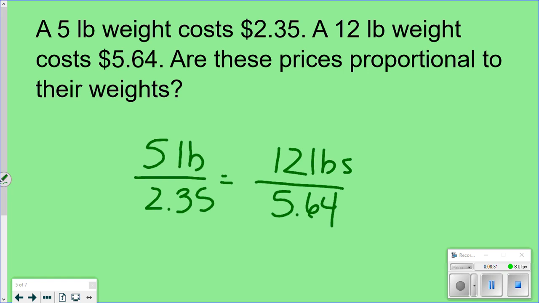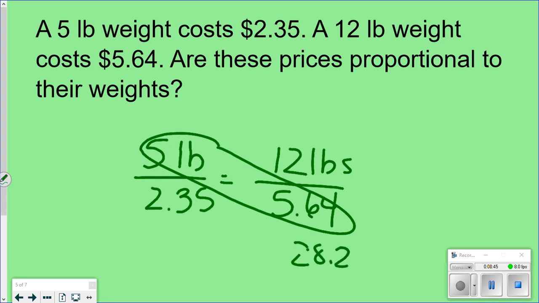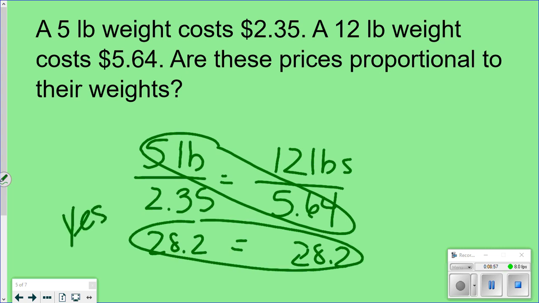How would you see if these are in proportion or not? You go back to the beginning, what we were talking about, using your cross products. I would do 5 times 5.64, and I get 28.2. And then 12 times 2.35, and I get 28.2. So I know they are in proportion. Yes, they are in proportion.